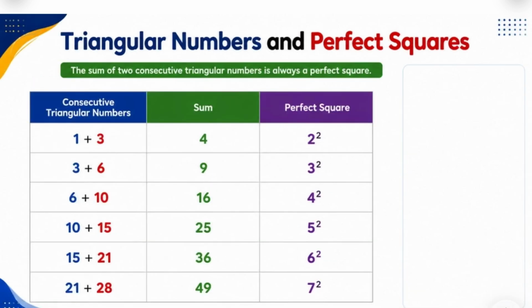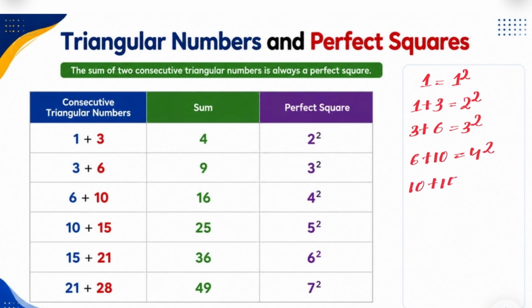Do you know how triangular numbers and perfect squares are related? Let us find out. The first triangular number is 1 and it equals 1 square. If we add the first two triangular numbers 1 and 3, we'll get 4, which is the square of 2. The sum of the next two triangular numbers is 3 square. The sum of the next two triangular numbers, which are 6 and 10, equals 4 square. The sum of 10 and 15 is the same as 5 square, and this pattern continues.